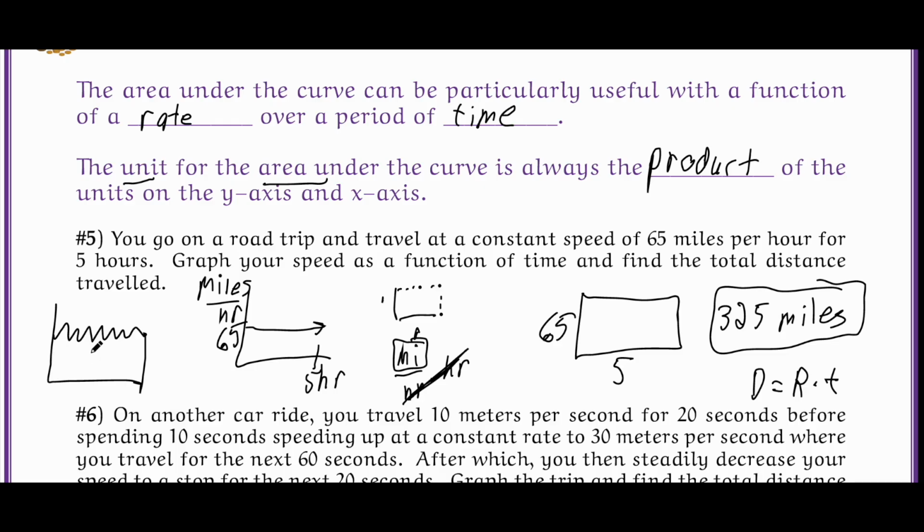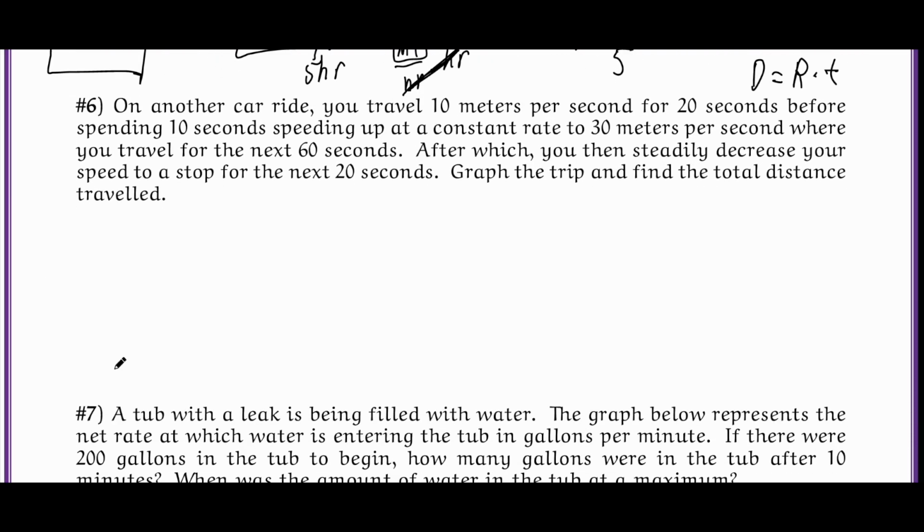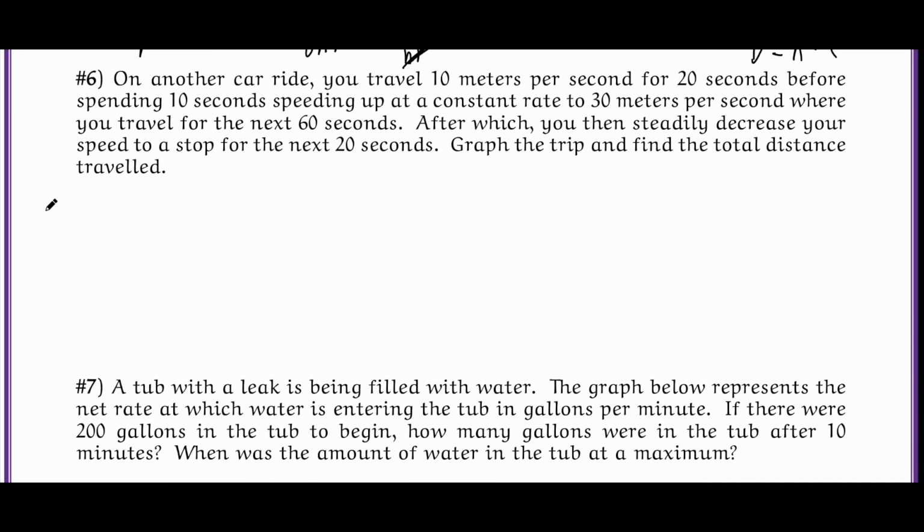So as the year goes on, we're going to work on ways to calculate this exact area. But for now, we're just going to be dealing with simple shapes. So let's look at a problem that's a little bit more complex to kind of show you what I mean. So here, we travel at 10 meters per second for 20 seconds. Okay, a lot going on here.